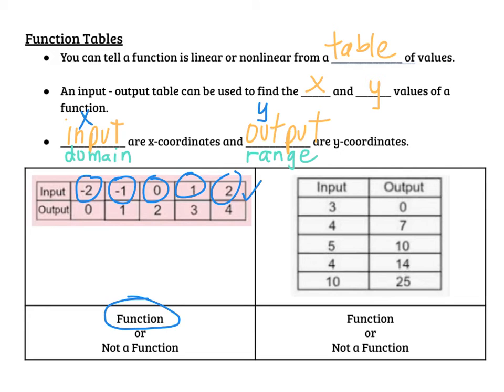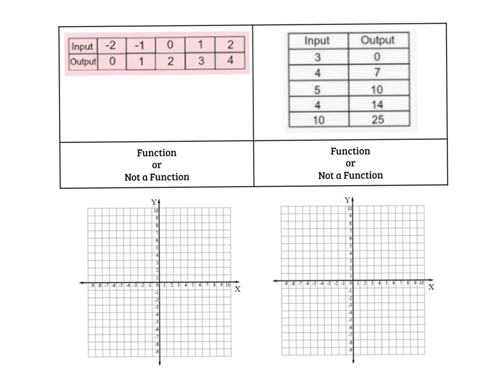And let's look at our inputs in our second table. Do you see right here that repeats? It says 4 is 7 and 4 is 14. So this table is not a function. I want to take this a step further. You don't have this on your paper, but I want to show you what it looks like on a graph. And I want to do the vertical line test, and I want to see if it's linear or nonlinear. So stick with me.